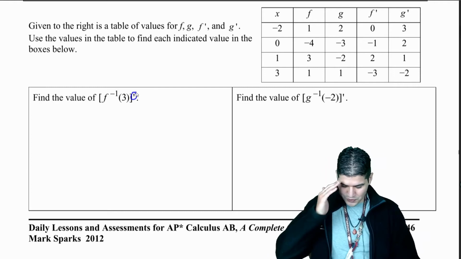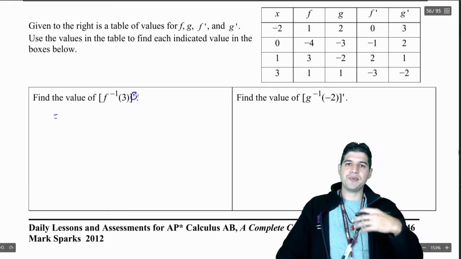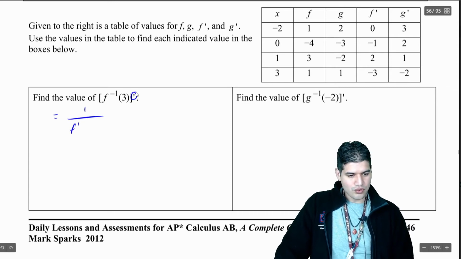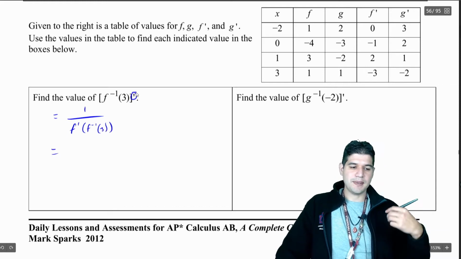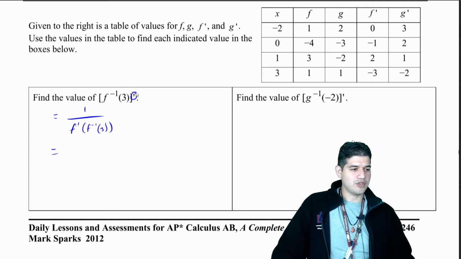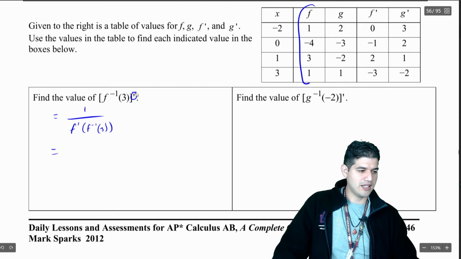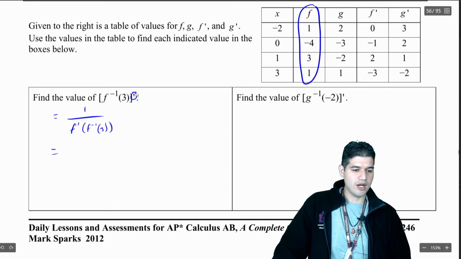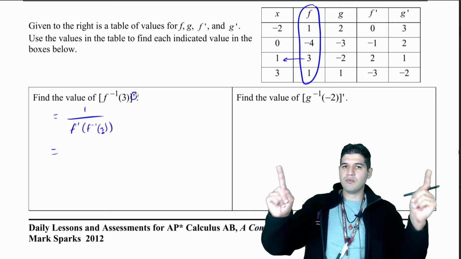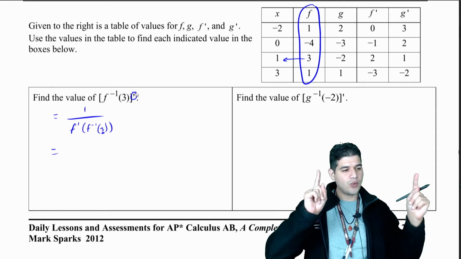Okay, so as I'm doing this, I'm going to use the formula that you learned in the last video. So we're going to get 1 over the derivative of f at the inverse of f of 3. Remember what inverse means: inverse means you just swap the x and the y value. So I'm really just going down this column with f and looking for a 3. When I find that 3, remember the x and the y swap, so that's why I'm swapping it over.